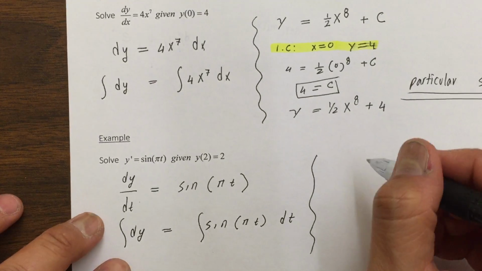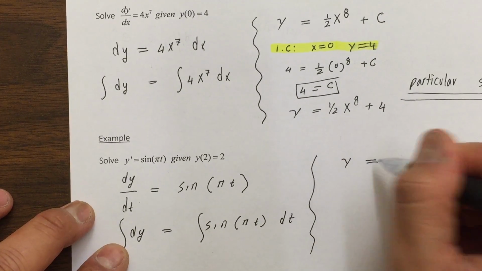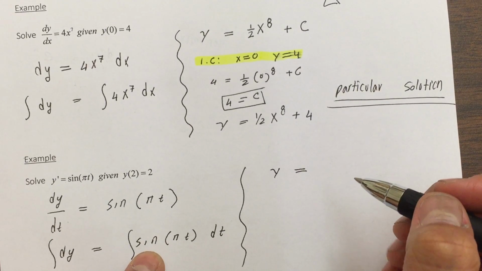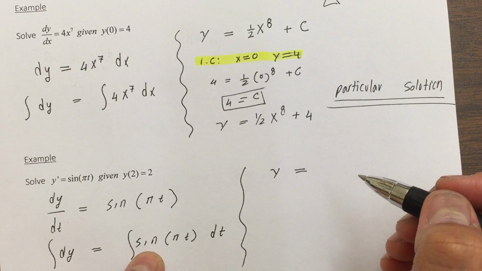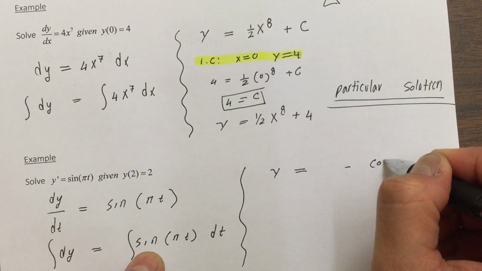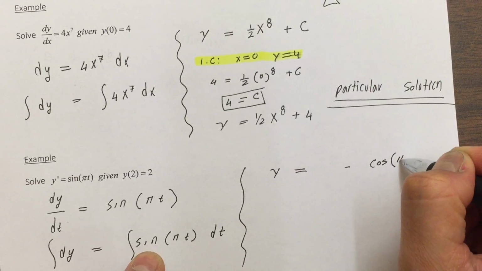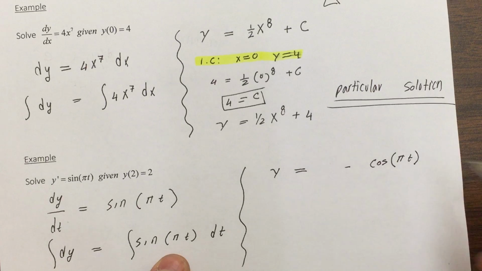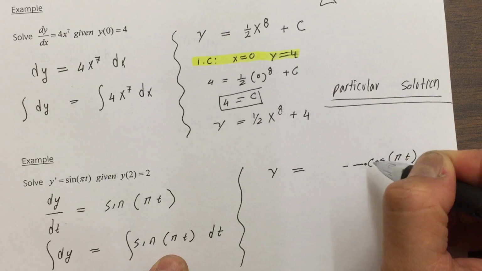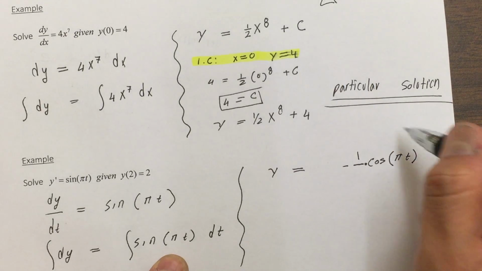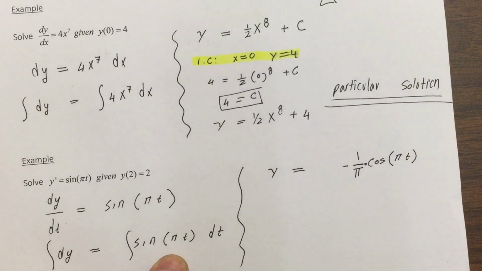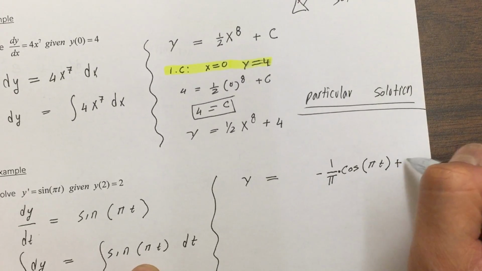Okay? So you get y, and then over here, when we find the antiderivative of sine, that is going to be negative cosine. So negative cosine, okay, and then leave the inside alone. When we find the antiderivative, we always multiply it by 1 over the derivative of the inside, which is pi. All right? And then we add in a plus c.